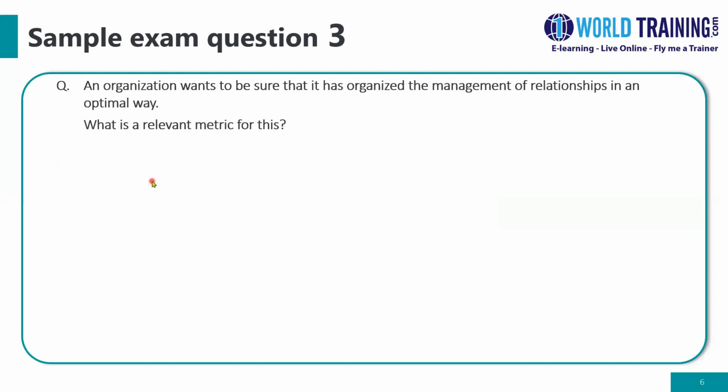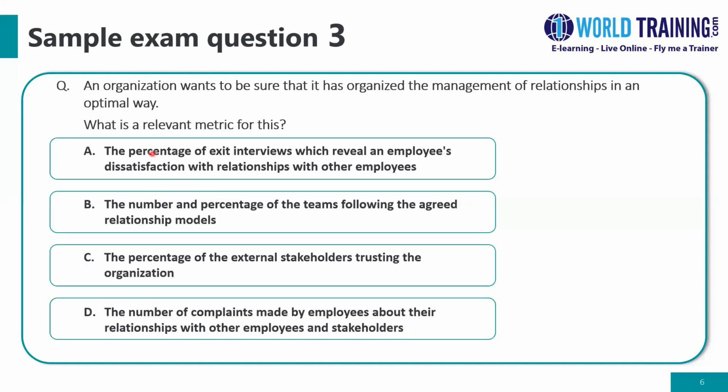Question number 3. An organization wants to be sure that it has organized the management of relationships in an optimal way. What is a relevant metric for this? A, the percentage of exit interviews which reveal an employee's dissatisfaction with relationships with other employees. B, the number and percentage of the teams following the agreed relationship models. C, the percentage of the external stakeholders trusting the organization. D, the number of complaints made by employees about the relationships with other employees and stakeholders.